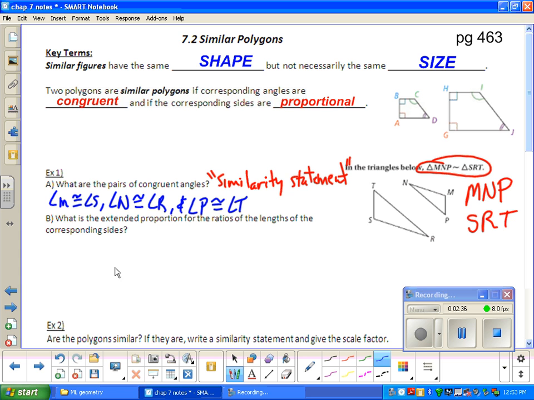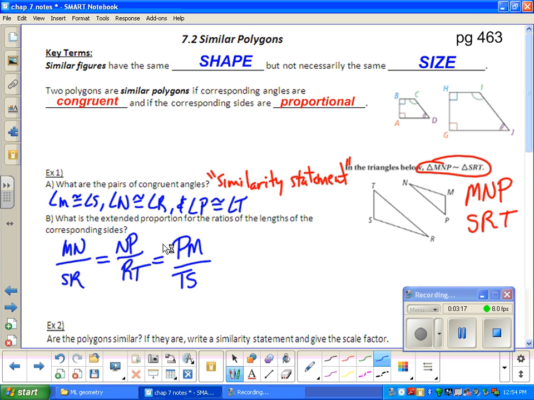B, what is the extended proportion for the ratios of the lengths of the corresponding sides? So the extended proportion means that you want to write fractions, and they should all end up equaling each other. So the first proportion that I'm going to write is going to be MN over SR, because those sides are congruent to each other. The next one would be NP over RT, and the last one, PM over TS.